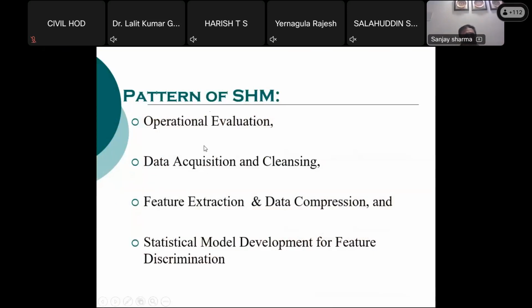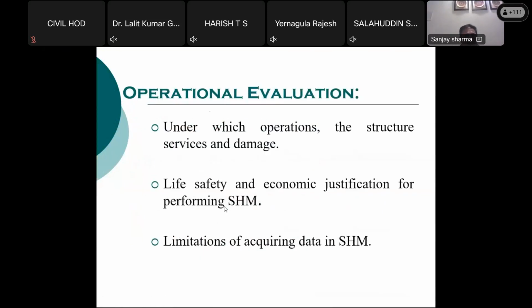So that is what you do while operating: you have to carry out operation evaluation. So some data acquisition system is to be there. Then what data, some data may be useful, some data may not be useful, so you have to identify that also, what type of data it is. That means data compression, and then you have to select some statistical model to evaluate that particular data also.